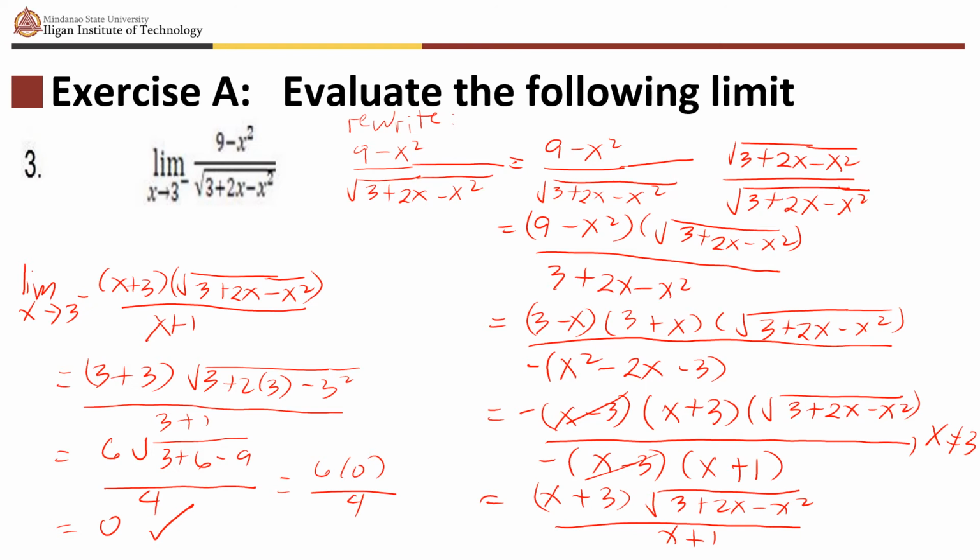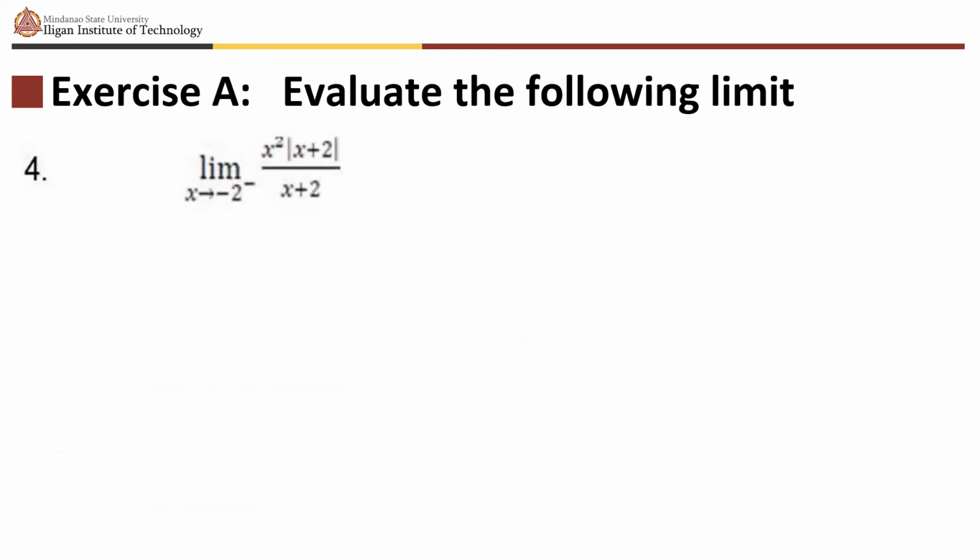Let's go to number 4. Number 4 now. Do the following. So this time we are to solve the following, that is the limit of x squared times the absolute value of x plus 2 all over x plus 2 as x approaches minus 2 or negative 2 from the left.